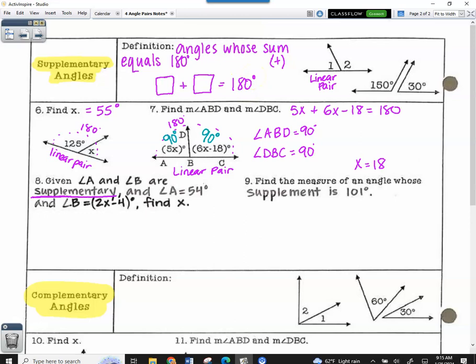So that's our approach here. It tells me angle A and angle B are supplementary. Then you plug in what you know. Do I know angle A? What is it? 54. So I'm going to change this to 54. What's angle B? I'm going to change this to 2x minus 4. Now I can see I have just a basic equation solving for x.